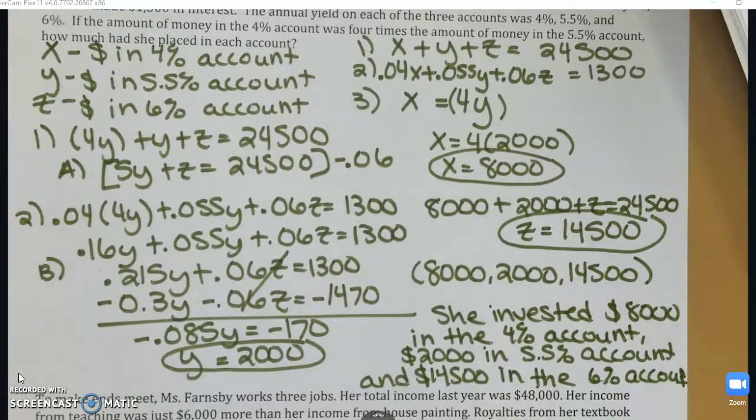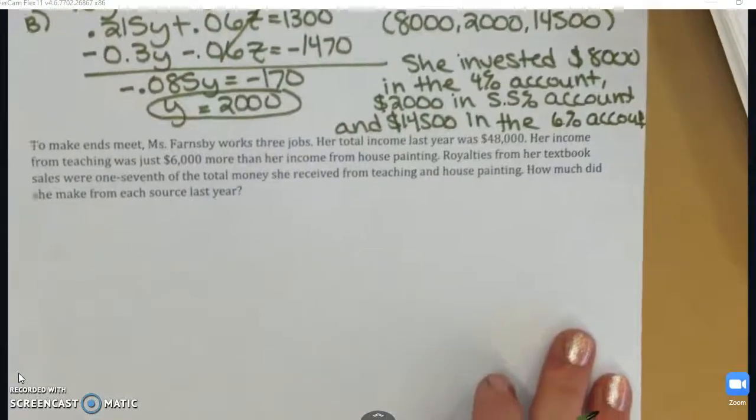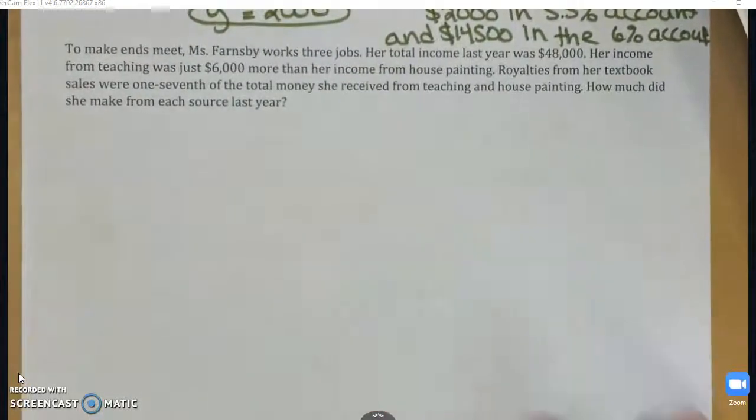Okay, let's do this again. Mrs. Farnsby is working 3 jobs. Her total income is $48,000. Her income from teaching is $6,000 more than her income from house painting, and then royalties from her textbook sales is 1/7 of the total money she received from teaching and house painting.